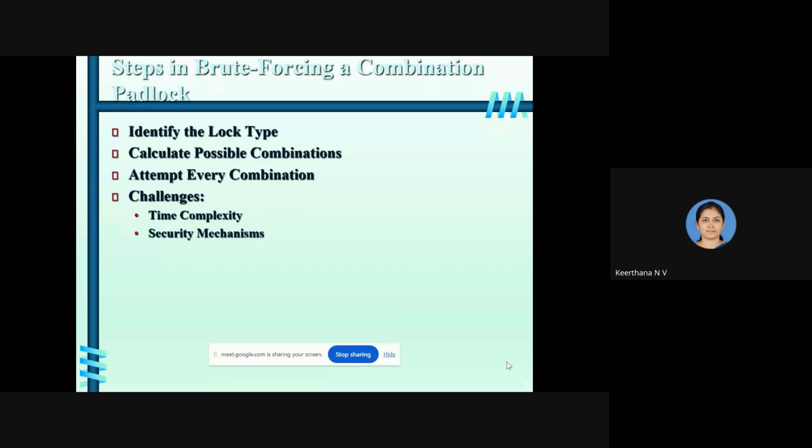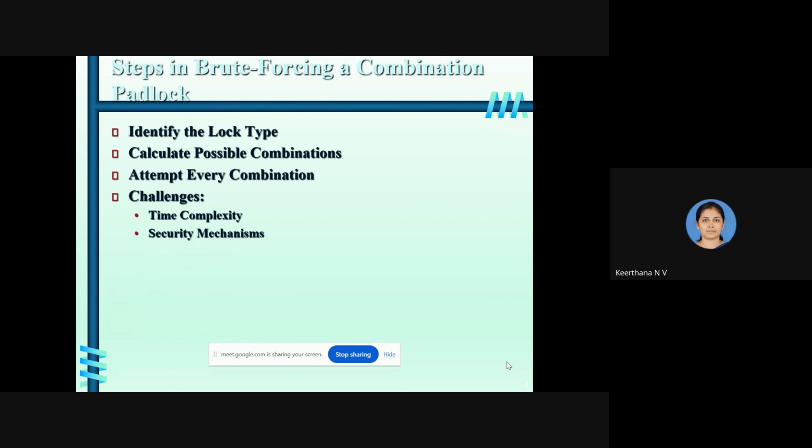It means that most combination padlocks will have a dial or buttons for unlocking with a limited range alone. For example, consider a range of 0 to 39 for three-dial padlocks. So this is the method for identifying the lock type.